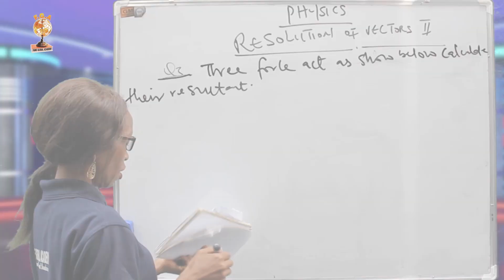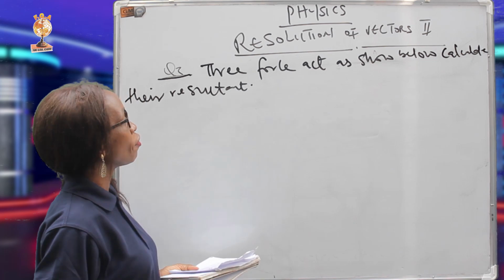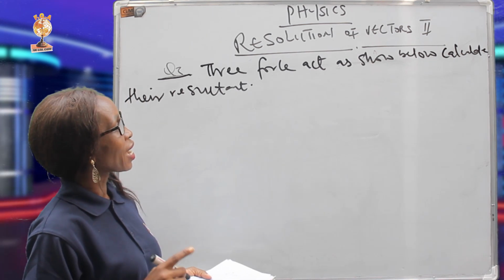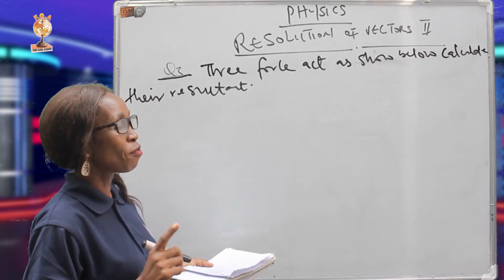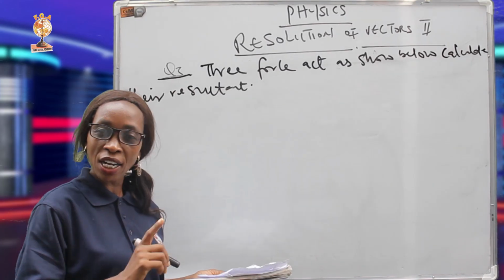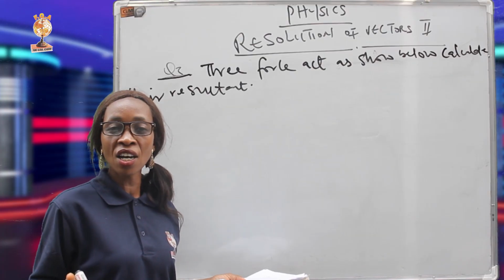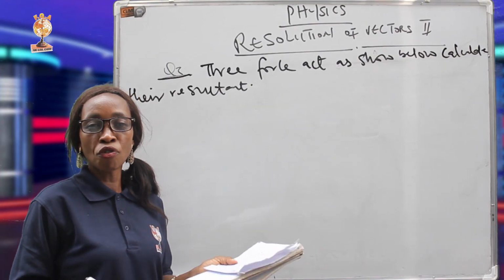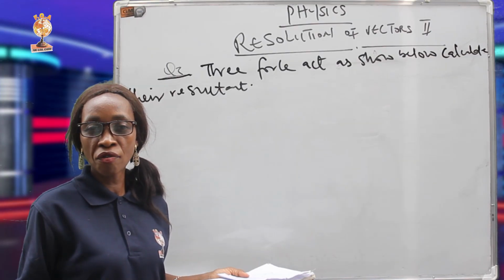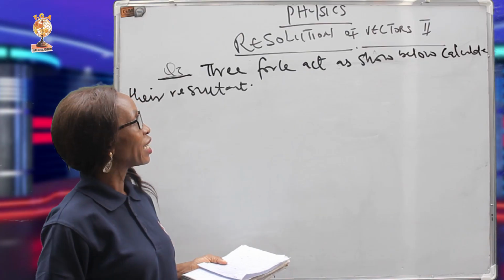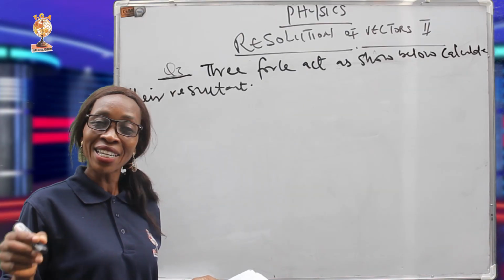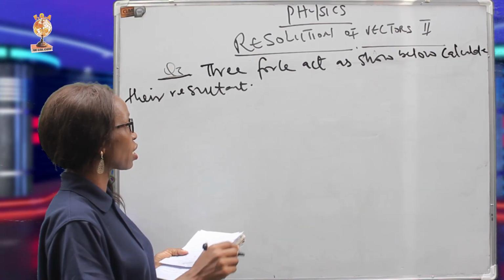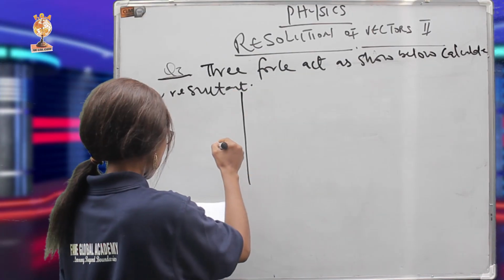Okay, let's take question 3. Question 3 says, three forces act as shown below. I will draw the diagram now. Calculate their resultant. Three forces, no longer two forces. Remember, if it is two forces that are already resolved into two components, all I need to do is use the Pythagorean theorem or solve as the case may be. But in this case, it is three vectors that are acting as shown below. Let's draw the diagram.